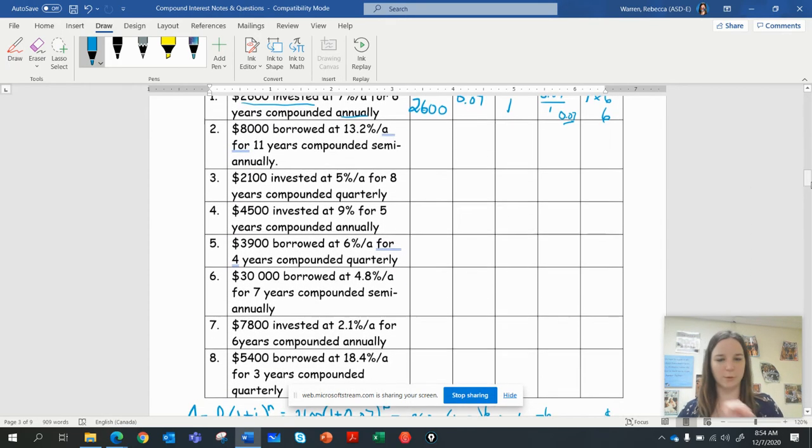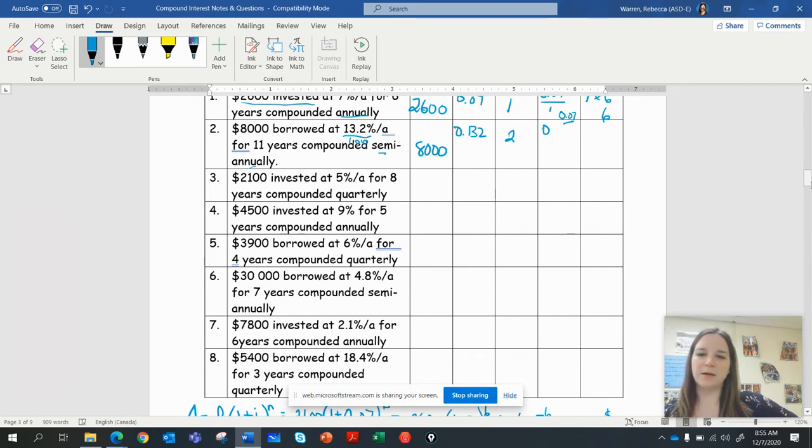So we'll just do the next one where it's semi-annually. So the principal amount says 8,000 was borrowed, so that makes 8,000 our principal amount. 13.2%, which is 0.132. Of course, if you're not sure, you can always divide by 100. It will give you the percent in its decimal form. So 0.132. And then it's compounded semi-annually. That means twice a year. So it means that my N is 2.